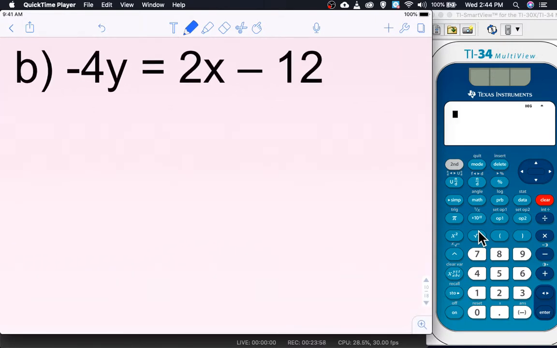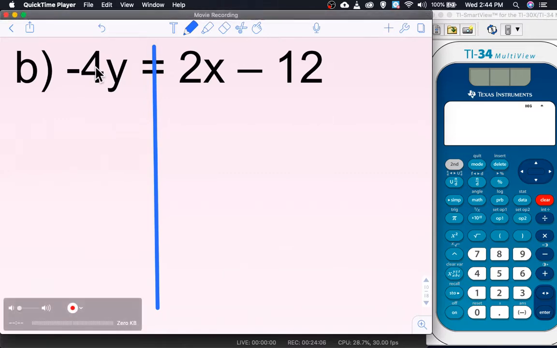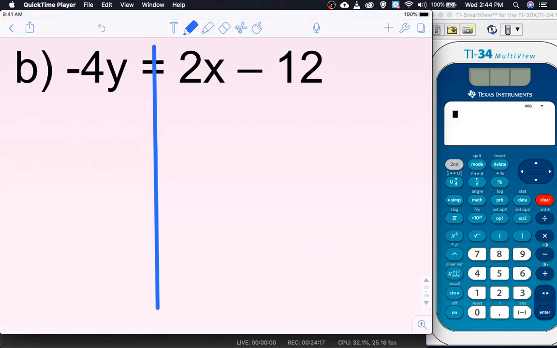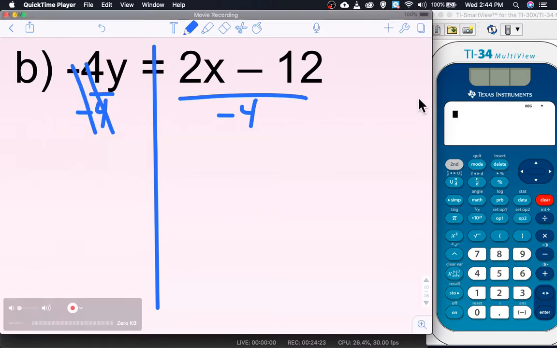Letter B. So I'm trying to get the y variable by itself. I only have one step to do here. If I could get this negative 4 gone, so it's negative 4y equals 2x minus 12. If I could get rid of this negative 4 in front of the y variable, we would be in slope-intercept form. And I can do that simply by dividing by negative 4 on both sides.